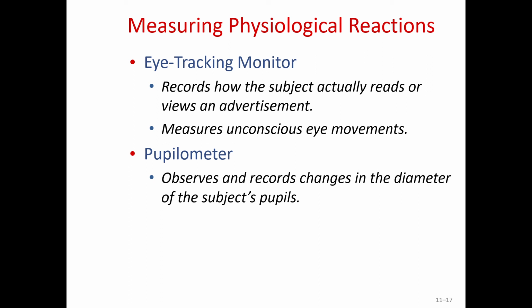Pupillometers record the changes in the diameter of the subject's pupil, the pupil in your eye. A subject is instructed to look at the screen on which an advertisement or other stimulus is projected, and the brightness and the distance of the stimulus from the subject are constant. Then these changes may be interpreted as changes in cognitive activity that may result from a specific stimulus.